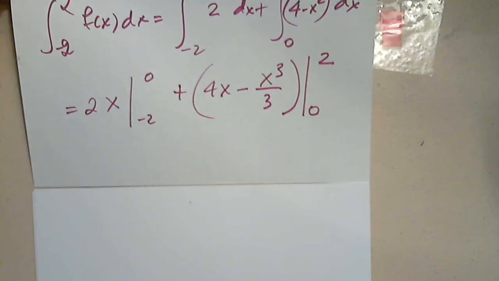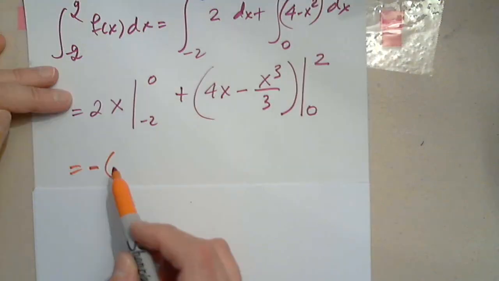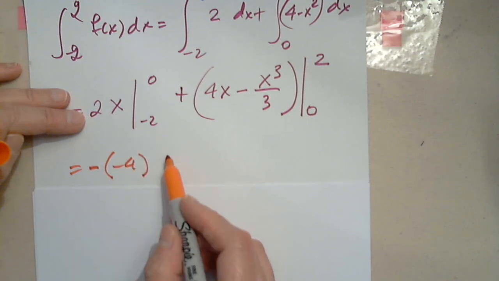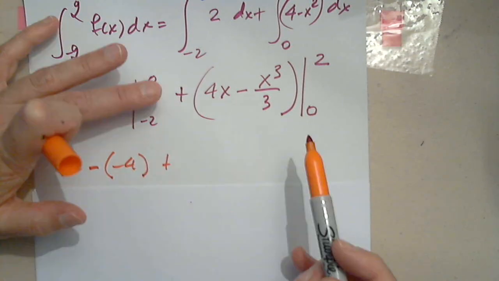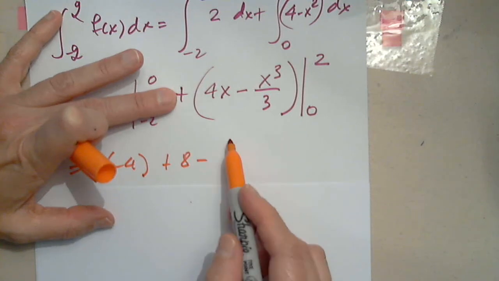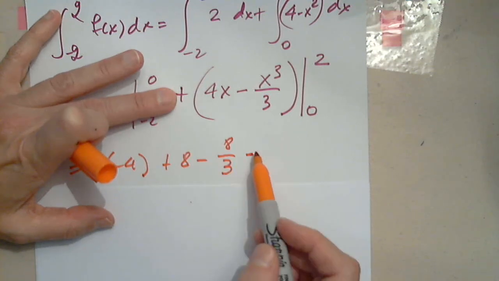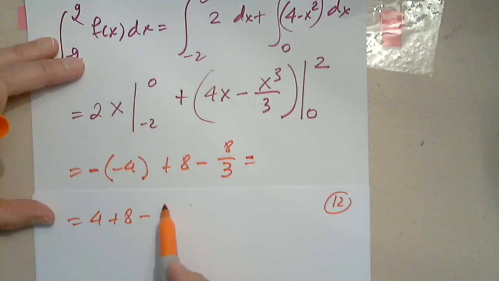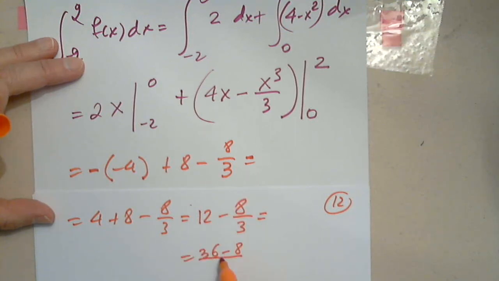Okay, so when I plug in 0, I get 0. When I plug in negative 2, 2 times negative 2 is negative 4. Plus, when I plug in 2, I get 8 minus 8 divided by 3, minus, when I plug in 0, I'll get 0, so there is no need. So this is positive 4 plus 8 minus 8 over 3, so this is 12 minus 8 thirds. In other words, 36 minus 8 divided by 3. So that is 28 divided by 3.